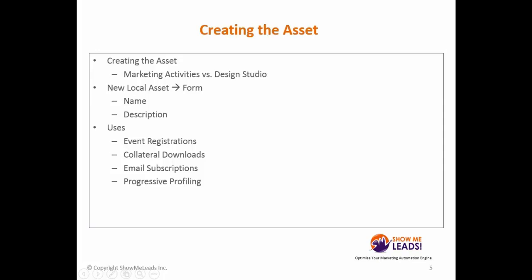So, to get started, you will create the form in either Marketing Activities or the Design Studio. I already have a program created, so I make sure I have my program selected, and I want to create a new local asset. And to edit the form, simply select your form and then navigate to Edit Form. And this opens up a new window, which is the Marketo Form Editor.